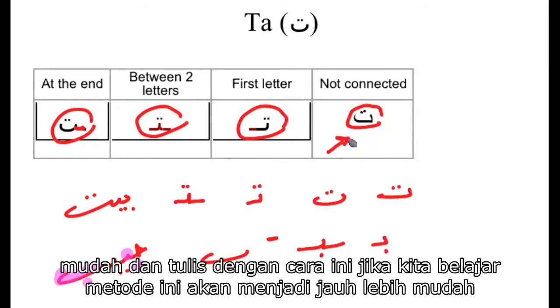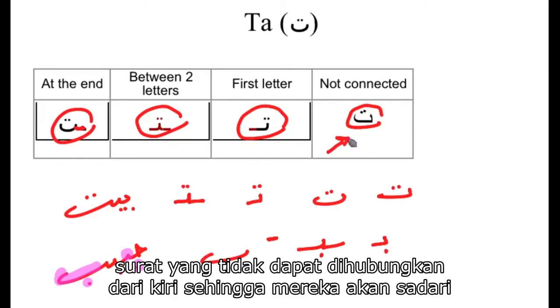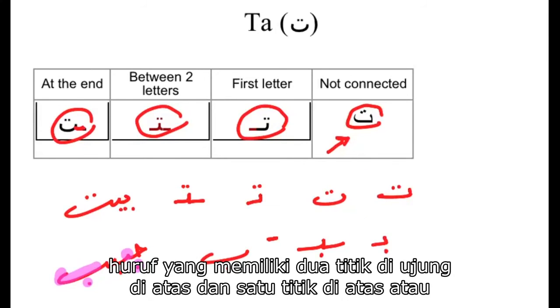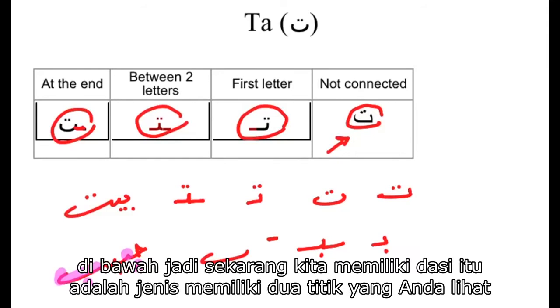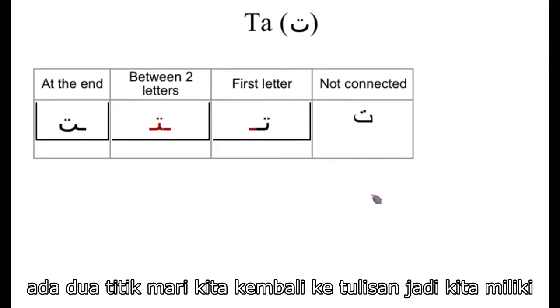this way, if we learn the method, is going to be a lot easier for us, because it doesn't really matter where the location is. We gave you the letters which cannot be connected from the left, so we should be aware of them. The rest are very easy. Later we will show you letters that have two dots at the top, and one dot at the top or underneath. So right now we have the ta. It is the kind that has two dots. You see there's two dots.